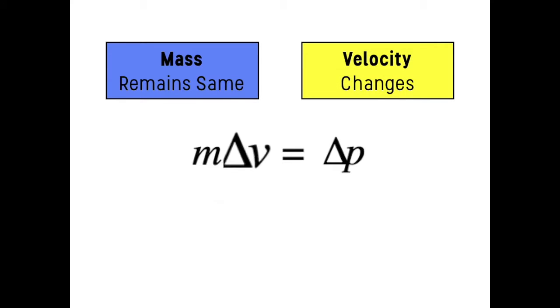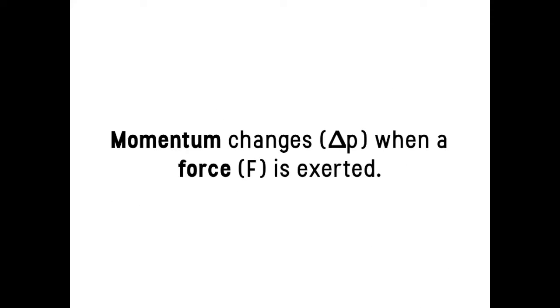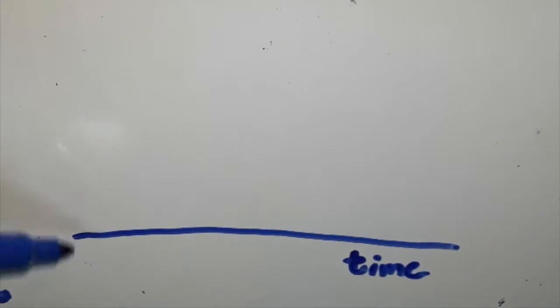Now in most situations, an object's mass stays the same, while its velocity often changes. When the velocity of an object changes, its momentum changes too. An object's momentum changes when a force is exerted on it. These are related by the impulse momentum theorem. This theorem says that the amount of force applied over a certain time yields the change in momentum, which we call impulse.